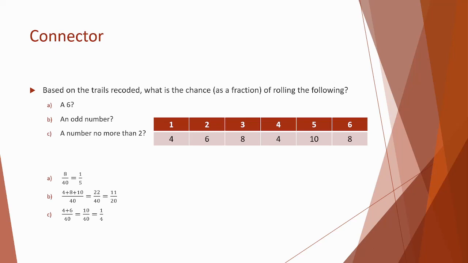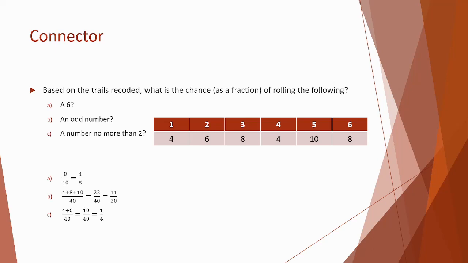For rolling an odd number, I look at the odd numbers and I count how many times I rolled the odd numbers, and that was 4, 8, and 10. So I add those together and I get 22 out of 40. And again, that simplifies down to 11 over 20.